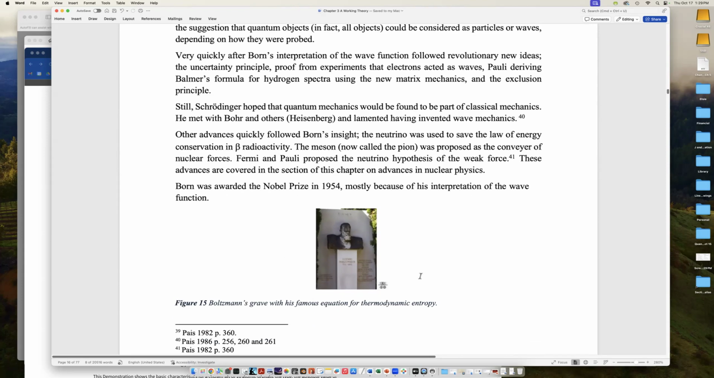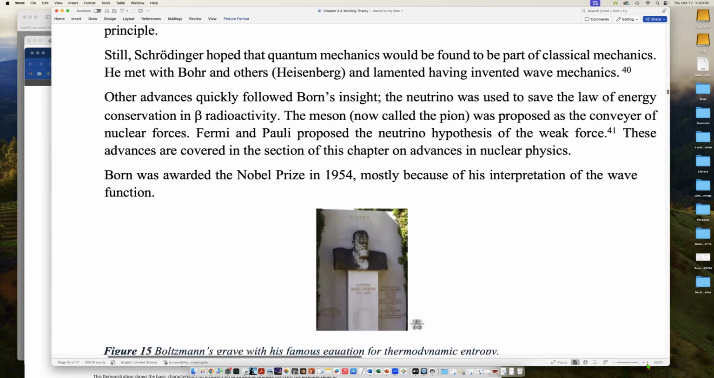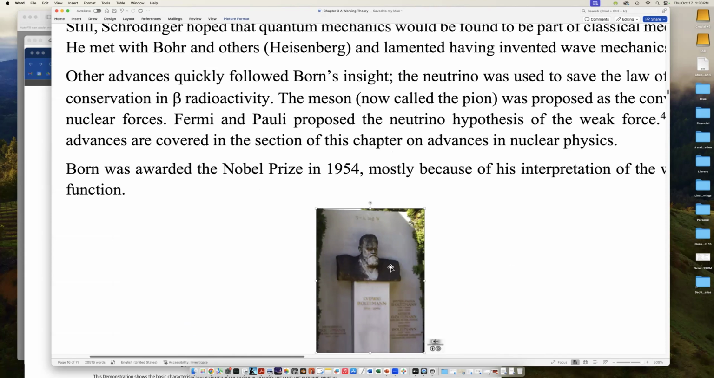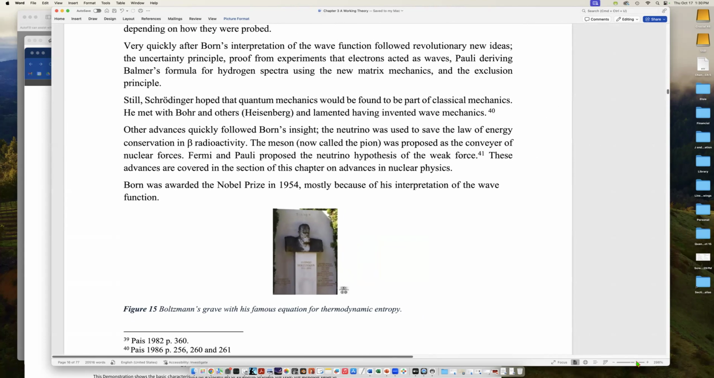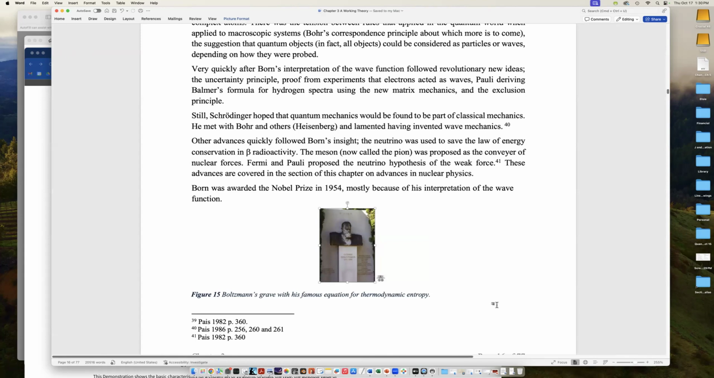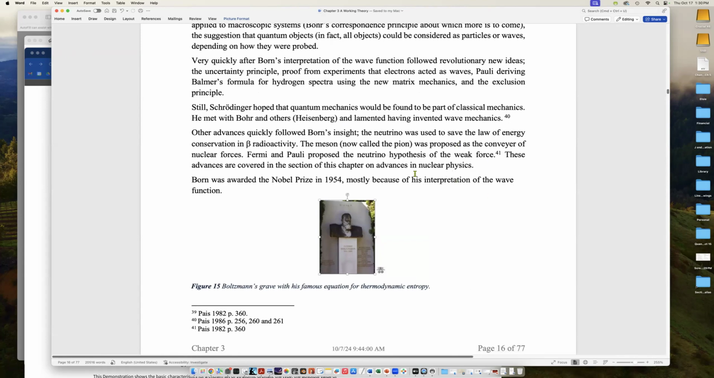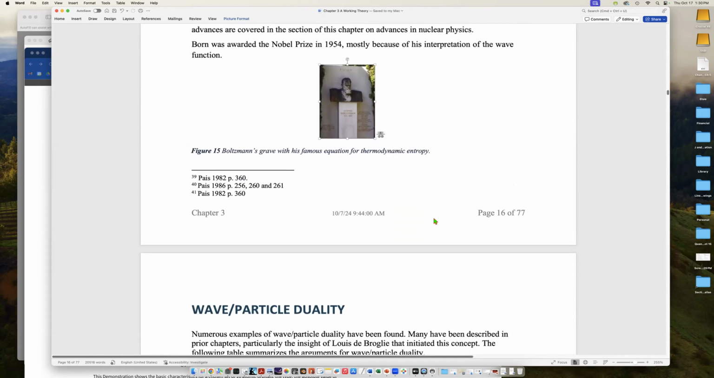Speaking of the old guard, this is a picture of the grave of Boltzmann, who was a giant in the field of thermodynamics in the 19th century. And on his tomb, there's an equation that relates to his work. In fact, many of the scientists have relevant equations on their graves. I have pictures throughout the book. There are pictures of their gravestones.